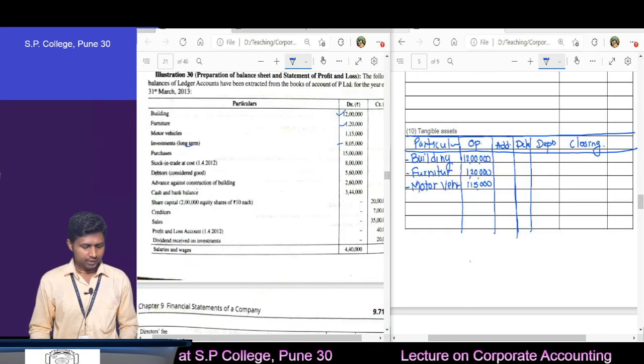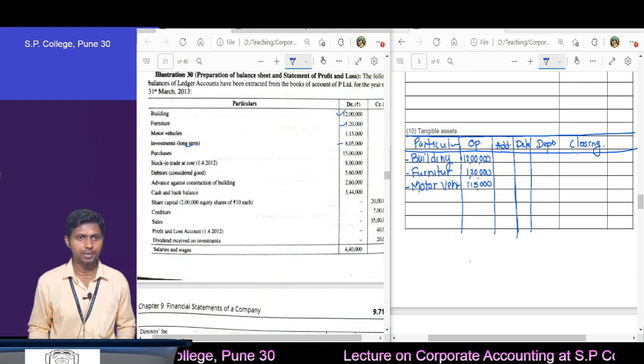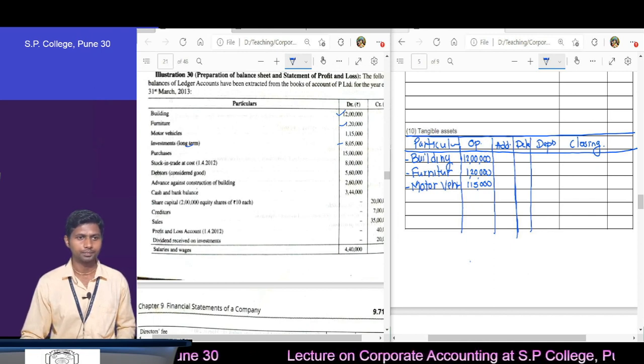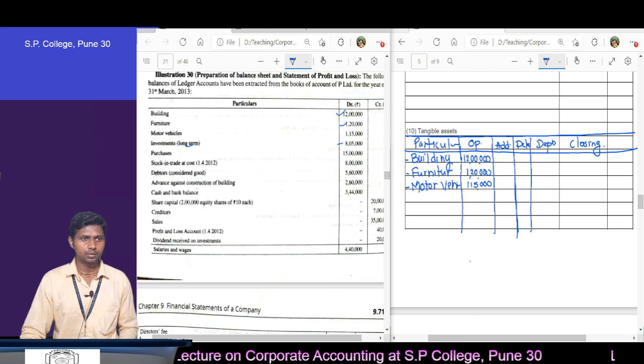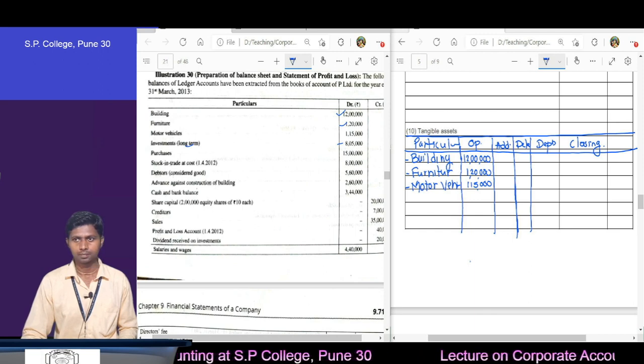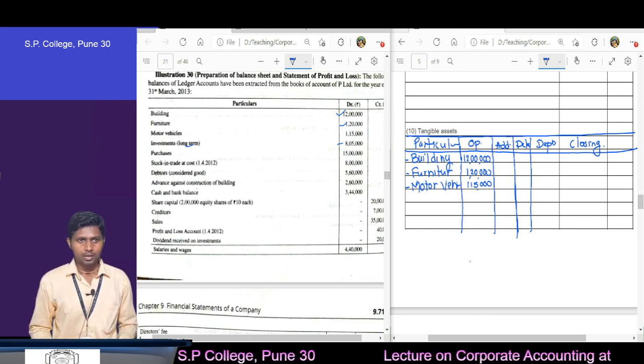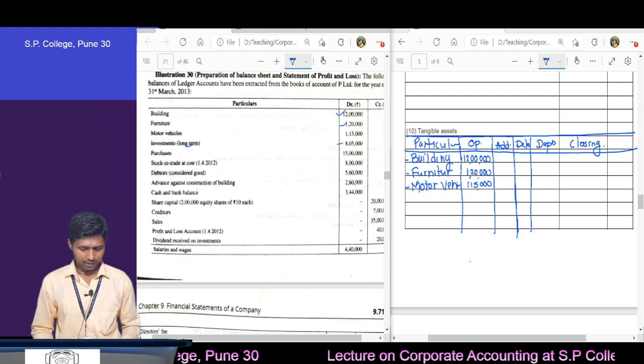Then after this, my dear students, we have investment. After writing motor vehicle, we have the next item, that is investment in brackets long term. Correct. What about investment in brackets long term? One second, I will adjust the screen first. Investment in brackets long term, they are saying.